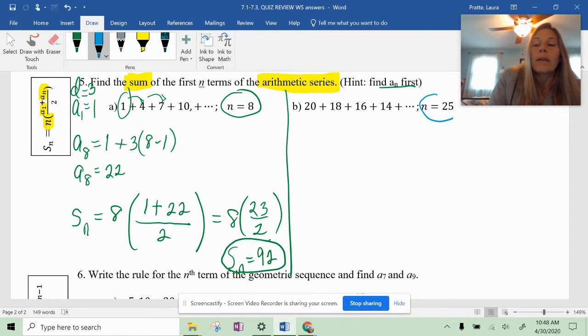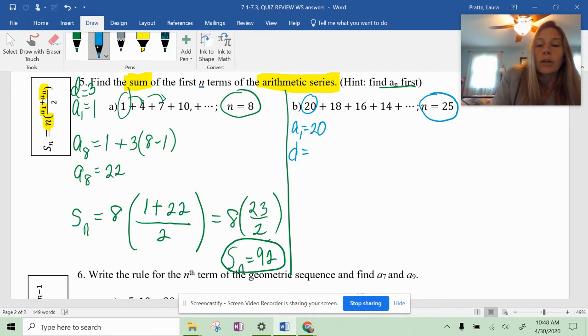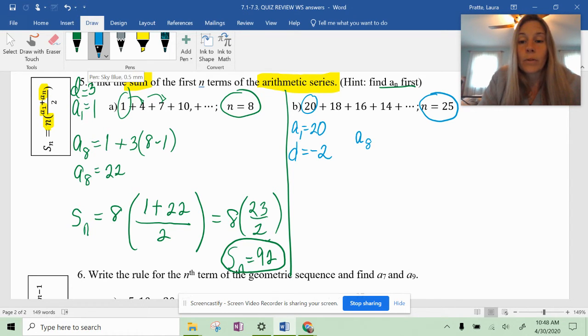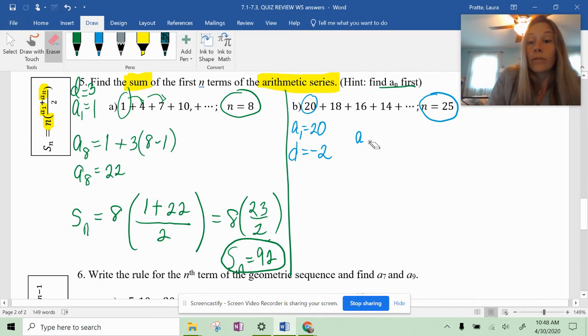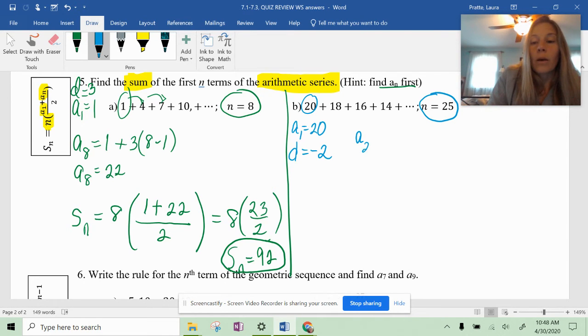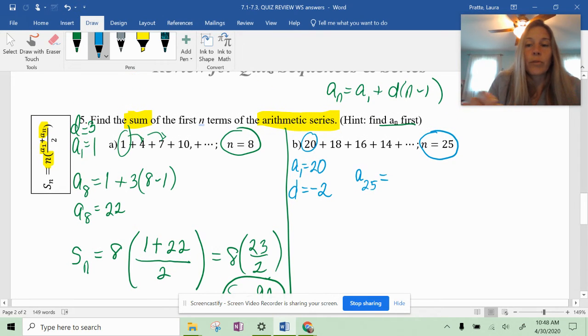So when we're looking at the next example here, we're given the n value. So we know the a sub 1 is 20. If I look at my pattern here, I can see it's decreasing by 2. So I know my d is negative 2. And then to find my a sub n, which in this case is an a sub 8, or sorry, it's an a sub 25, my bad. I'm going to use the formula from the previous page, right?